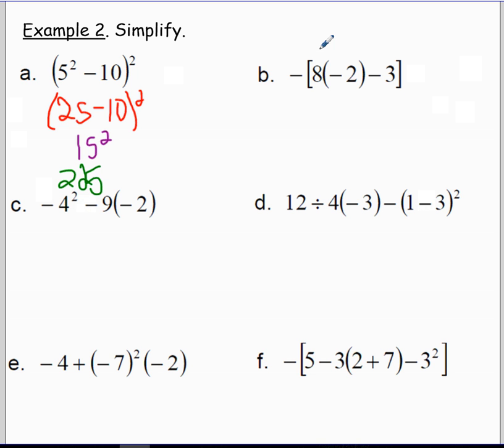B shows you an example of having parentheses inside parentheses. The outside parentheses is a bracket. It's just to help you distinguish between the parentheses around the -2 and the parentheses around everything but the outside negative. And notice that square, it's not an absolute value. It's just another way to write the parentheses. And so inside we have this multiplication. Remember, when there's nothing in between parentheses, it means multiply. So 8 times -2 is -16.